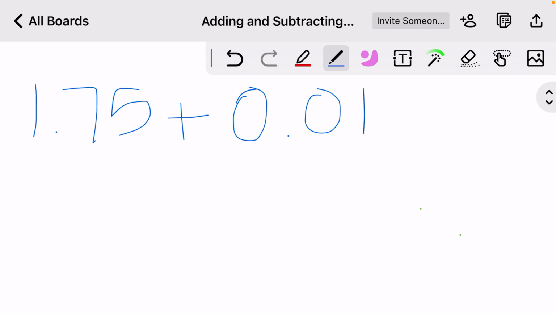1.75 plus 0.01. When you have to add decimals, it's really just one rule to keep in mind. Let me write this down. So we've got 1.75 plus 0.01.